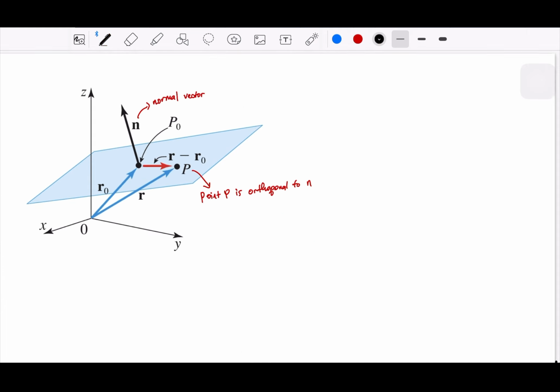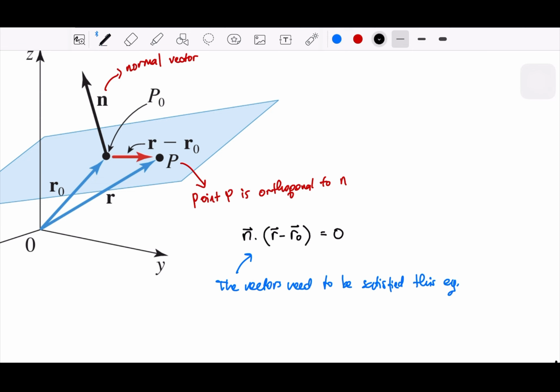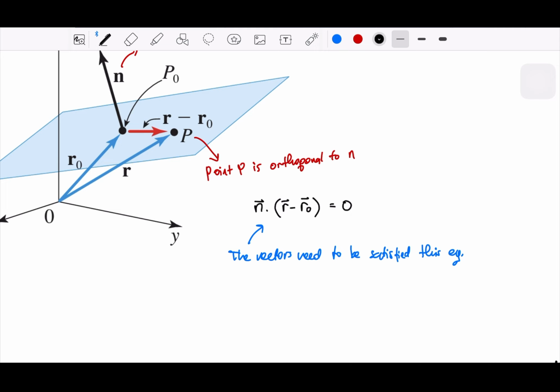So we need to satisfy the dot product condition for orthogonality: the vector n dot the vector r minus r0 needs to be 0. So the vectors need to satisfy this equation. We call this the vector equation of the plane.